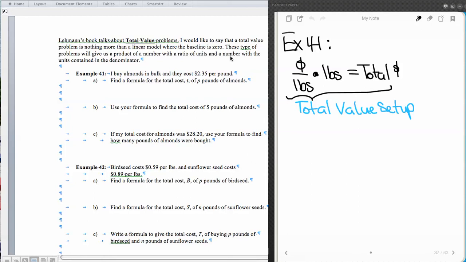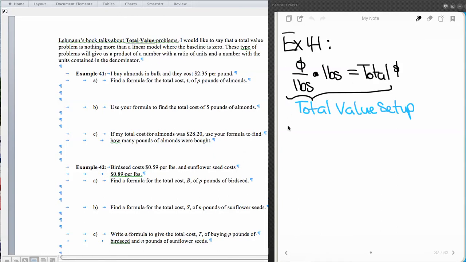Okay, this continues section 4.6. We're talking about total value problems. Example number 41. I buy almonds in bulk and they cost $2.35 per pound. We want to find a formula for the total cost, T, of P pounds of almonds. So a total value problem, remember, is a rate times a number of units that's in the bottom of the rate, and that's going to equal the total value, which is the numerator of the rate.